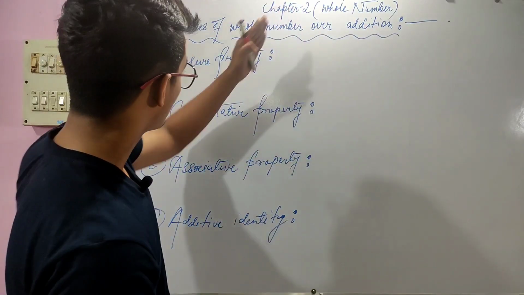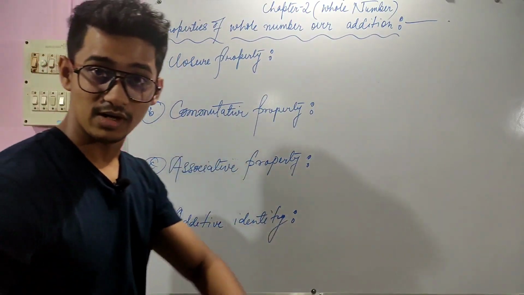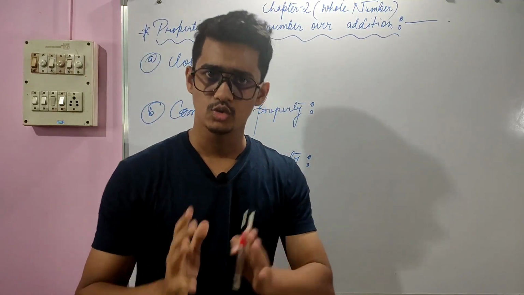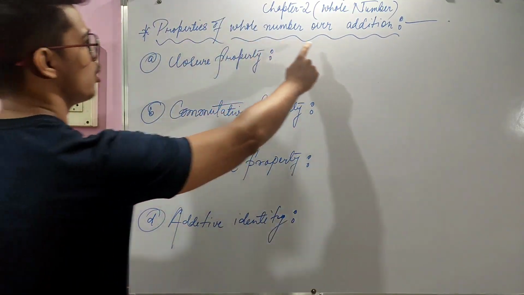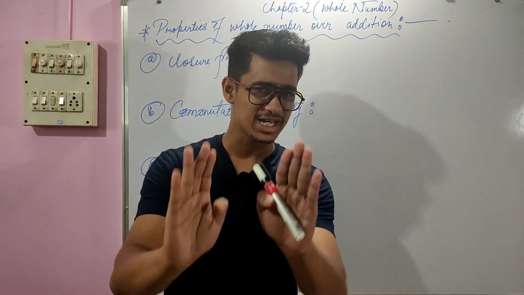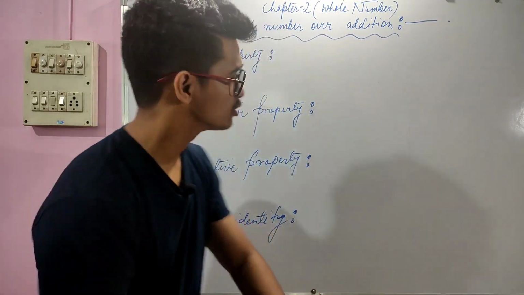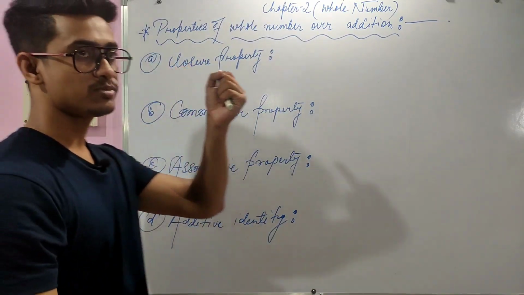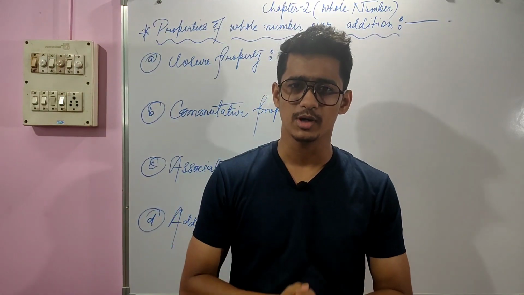So here are the four topics that we have to cover first of all before going to exercise 2C. So here, properties of whole number over addition. Here the operation is basically addition. So the first property is the closure property. What do you mean by closure property?